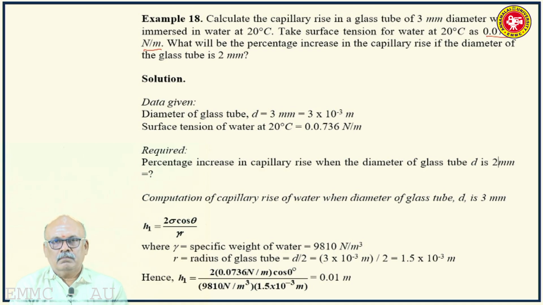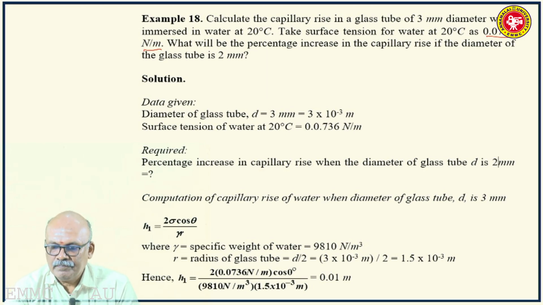So, when adhesion is dominant over cohesion, then there will be capillary rise, and when cohesion is dominant over adhesion, as in the case of mercury, it will be capillary depression, capillary fall, when you are dipping a capillary tube inside a container containing mercury. So now, this is water coming in contact with the glass tube.